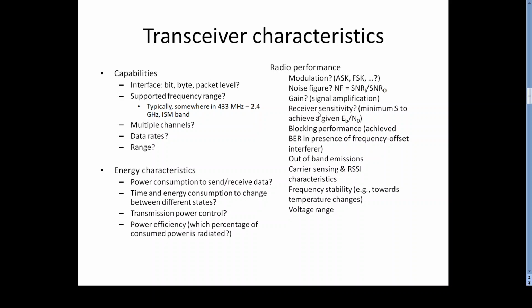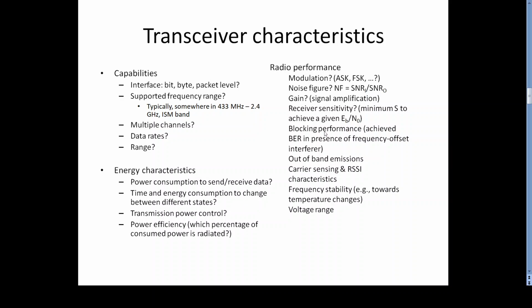A receiver sensitivity specifies the minimum signal power at the receiver needed to achieve a prescribed bit or packet error rate. Better sensitivity levels extend the possible range of a system.